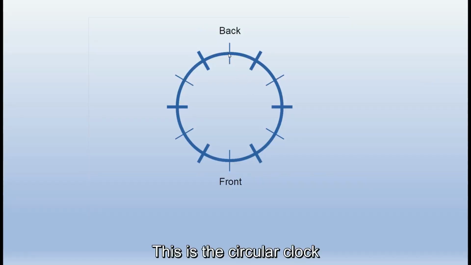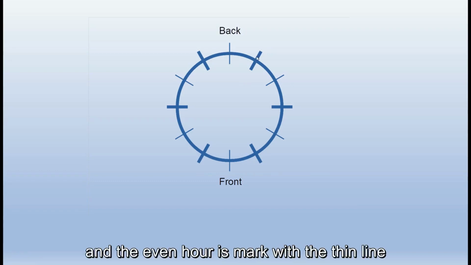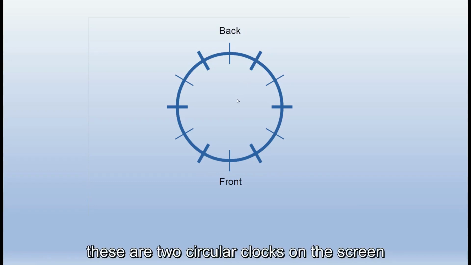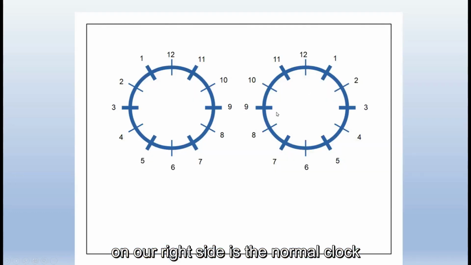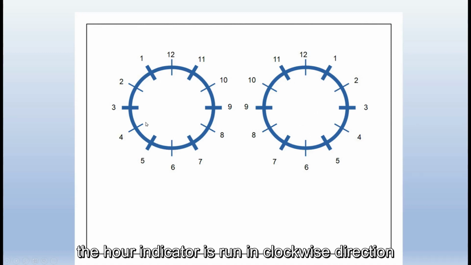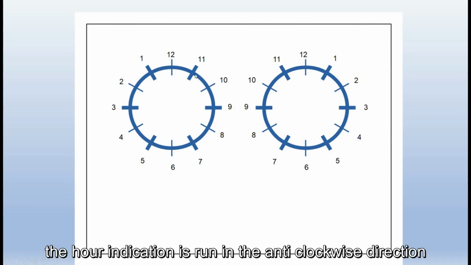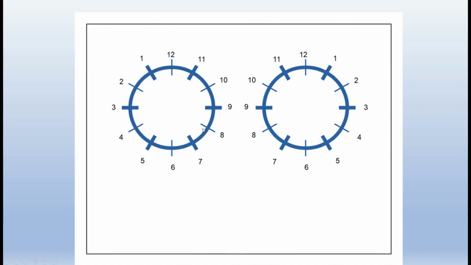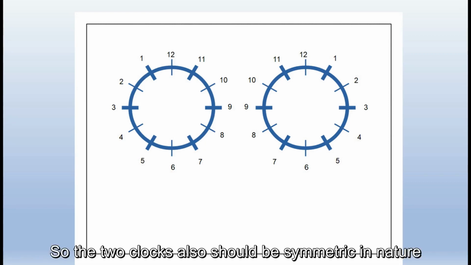Now, this is the circular clock. The odd hour is marked with a bold line, and the even hour is marked with a thin line. These are two circular clocks on the screen. On our right side is the normal clock, representing the left side of the patient. The hour indicator runs in a clockwise direction, but on our left side is its mirror. The hour indication runs in the anti-clockwise direction. This is important, as our body is symmetric in many ways, so the two clocks also should be symmetric in nature.